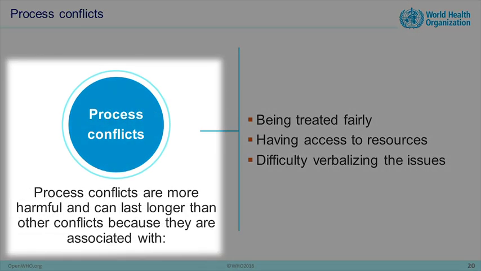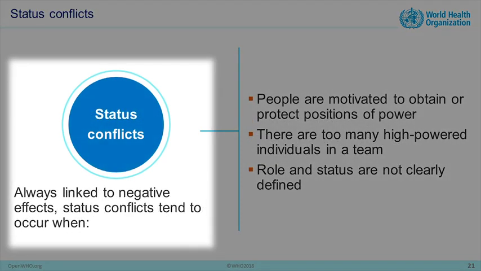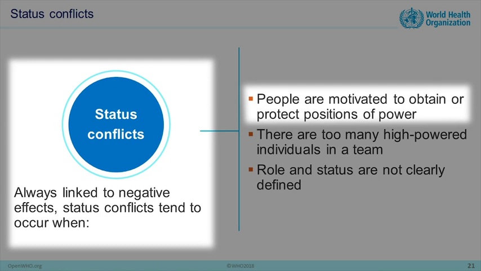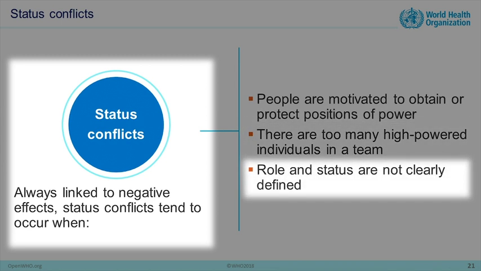Process conflicts are more harmful and can last longer than other conflicts because they're associated with being treated fairly, having access to resources, and also people tend to have difficulty in verbalizing or explaining the issues involved. Status conflicts are always linked to negative effects. Status conflicts tend to occur when people are motivated to obtain or protect positions of power, there are too many high-powered individuals in a team, or the role and status of people in the team is not clearly defined.